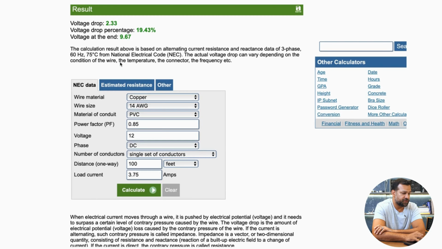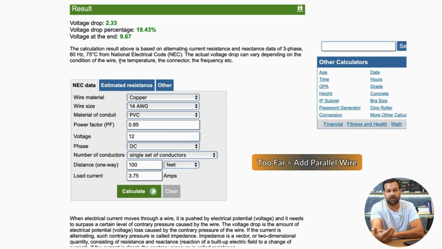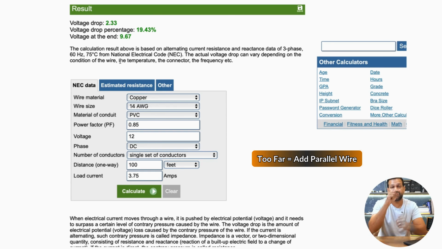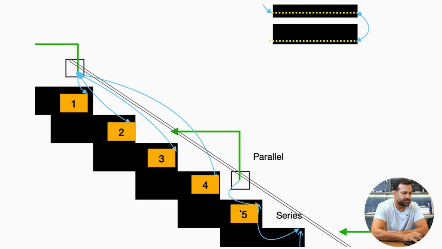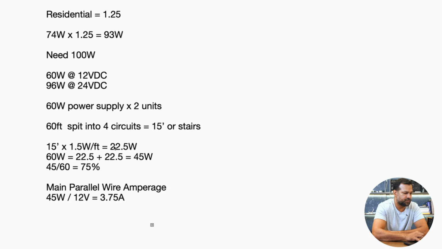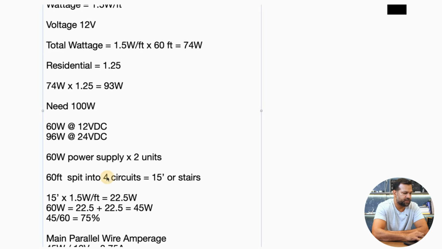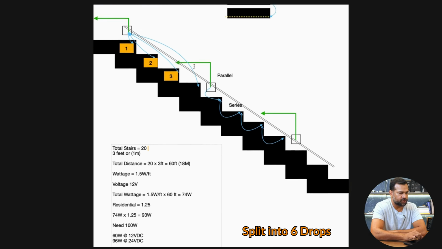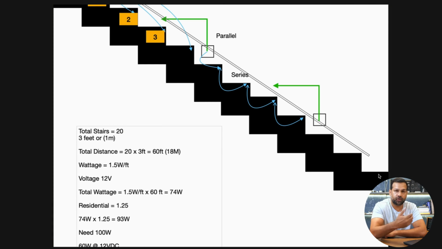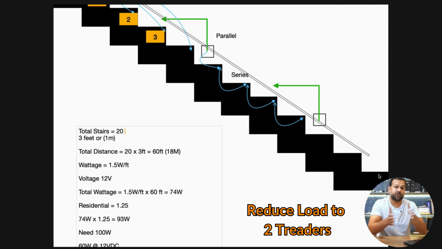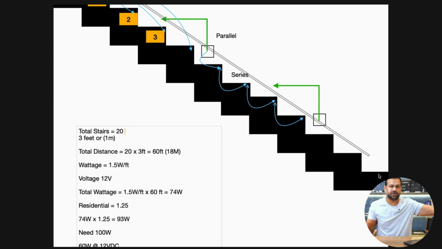So if it's 100 feet away, we're going to have to put in another parallel wire and probably reduce the stairs. Instead of every 5 stairs, what you might have to do is reduce these stairs like this. So you have 3 parallels, and those 3 parallels would now split into 6 parallel drops as opposed to 4 parallel drops. And then in your furthest treader away, you just use 2 stairs. So you reduce the load so it handles that extra length of the whole staircase. So you would reduce the load to probably two treaders as opposed to 3.